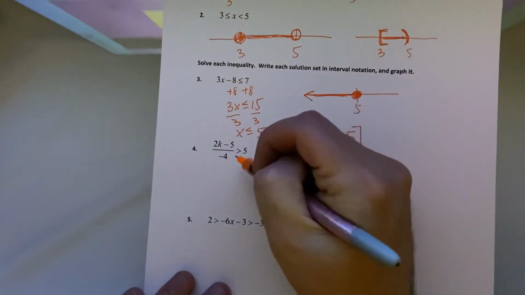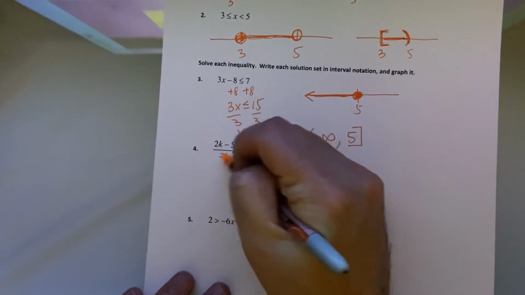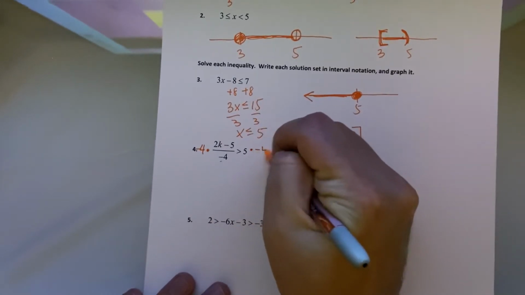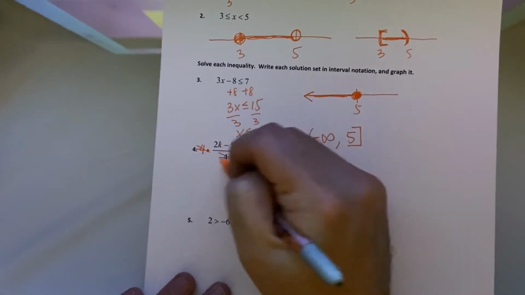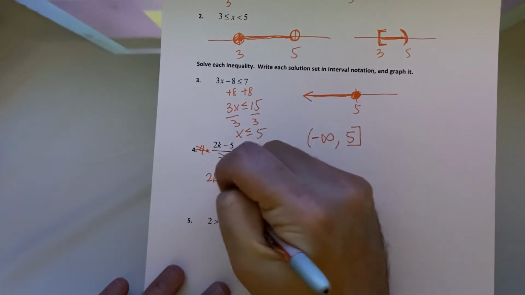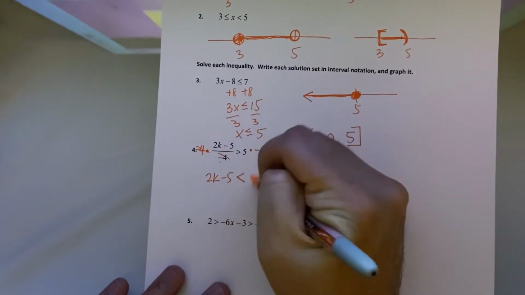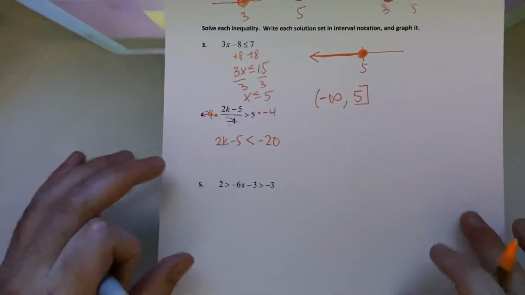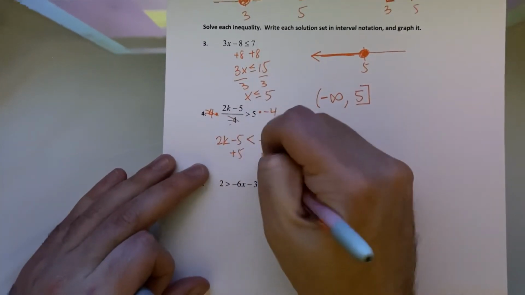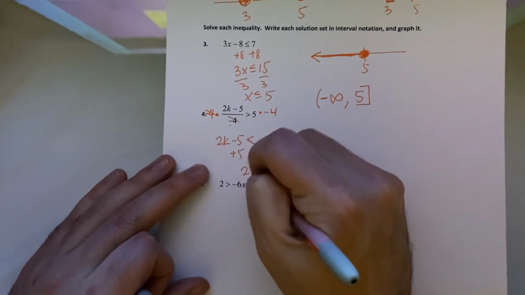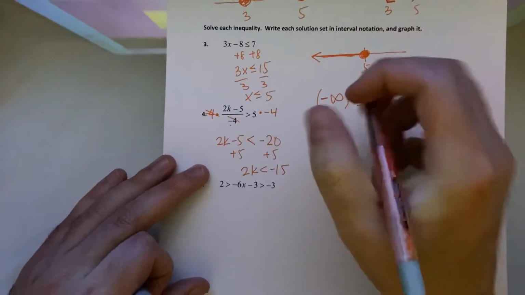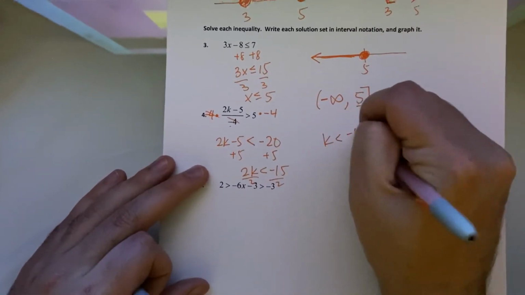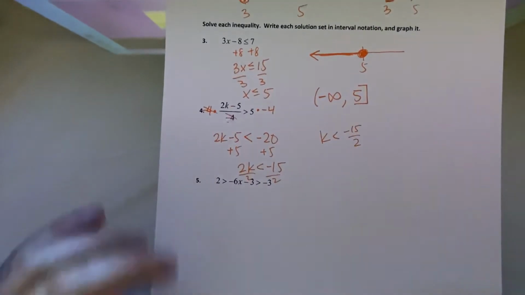Let's look at number 4. To clear the divided by negative 4, I have to multiply by negative 4 on both sides. Remember that when I multiply by a negative number, it changes the direction of my inequality. So now we have 2k minus 5 is less than negative 20. Add 5. 2k is less than negative 15. Divide by 2. K is less than negative 15 halves.